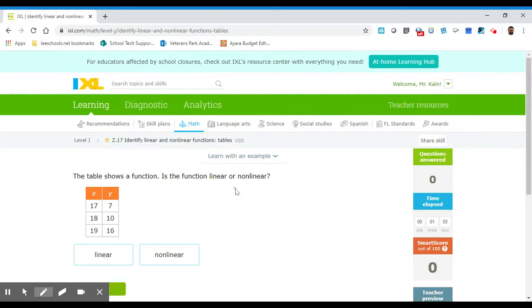So we know the slope formula is y2 minus y1 all over x2 minus x1. Find our rise over our run. So let's start with our y's, and we start with a larger one on this side, and let's do 16 minus 10. 16 minus 10 is 6. And 19 minus 18 is 1. So far, our slope is 6 over 1.